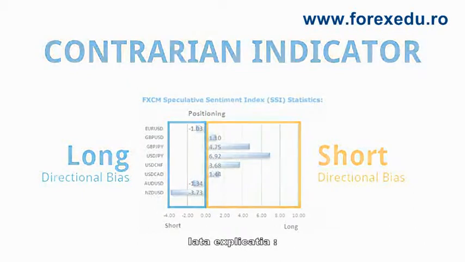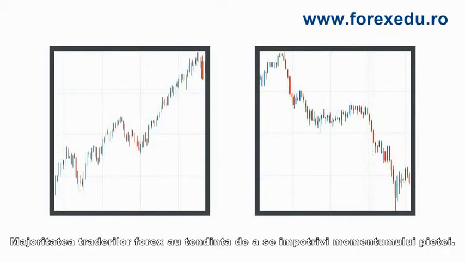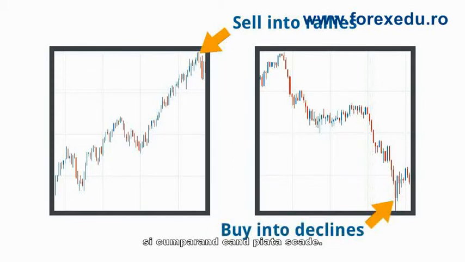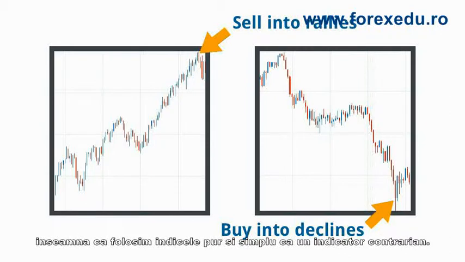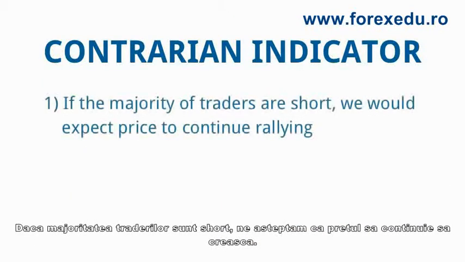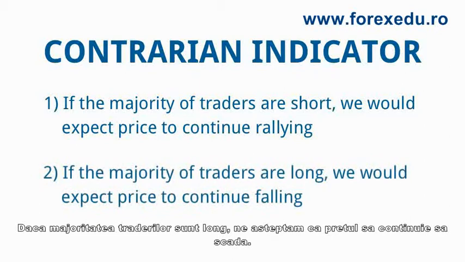And here's why. Forex trading crowds tend to fade momentum. Most often, we see the majority of traders sell into rallies and buy into declines. During trending market conditions, this means that we use the index as a purely contrarian indicator. If the majority of traders are short, then we would expect price to continue rallying. If the majority of traders are long, then we would expect price to continue falling.